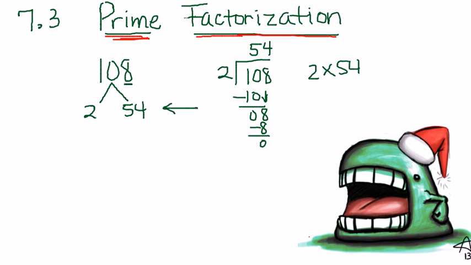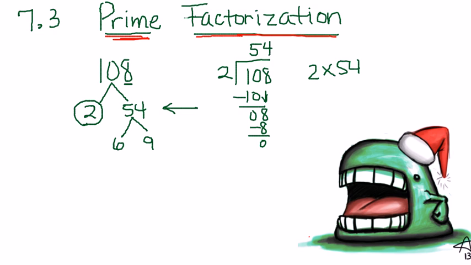Now, 2, looking at this number, is it prime? It is. So we can go ahead and circle it because it has pretty much dead-ended right there. 2 can't go any further. 54. Well, 54 has many pairs. I'm going to go with my basic facts that I know. I know that 6 times 9 will give me 54.